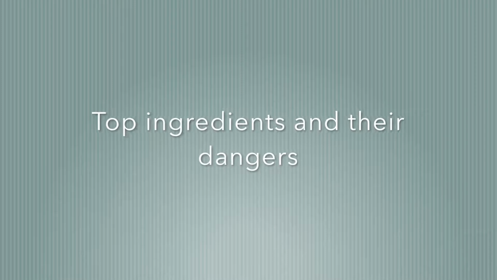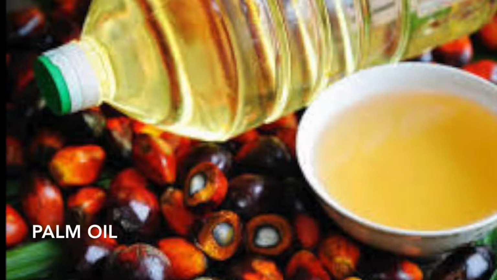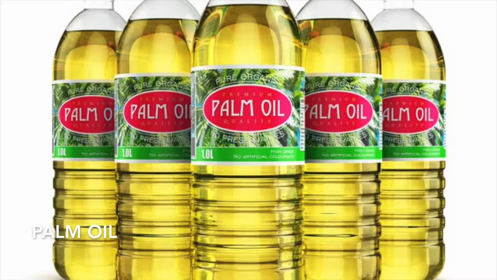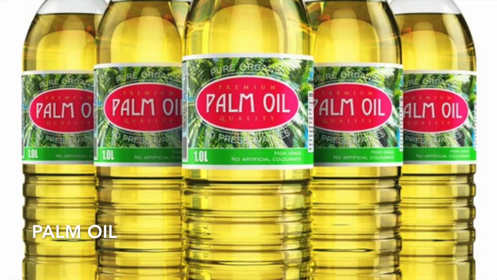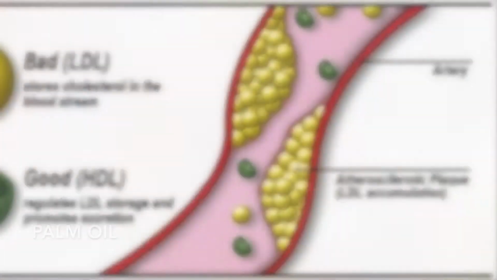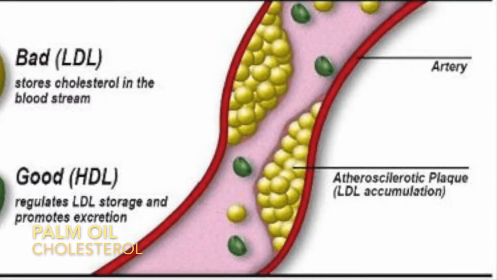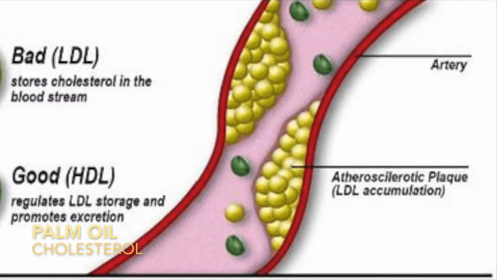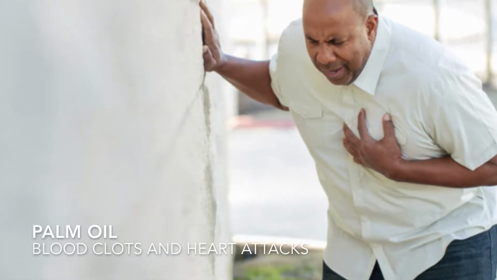There are some ingredients that are considered the most important in processed food. Palm oil is one of the most important ingredients in processed food. Its function is to store food for a long time, which can be extended for years without rotting. Unsaturated fats found in palm oil raise the level of harmful cholesterol LDL and decrease the level of good cholesterol HDL. Thus, it increases the risk of blood clots and heart attacks.